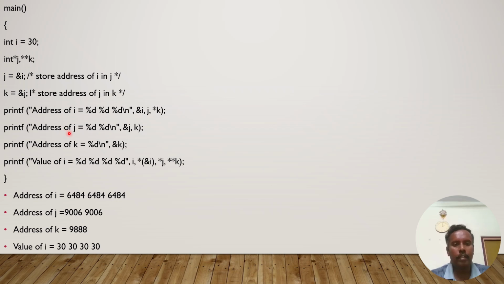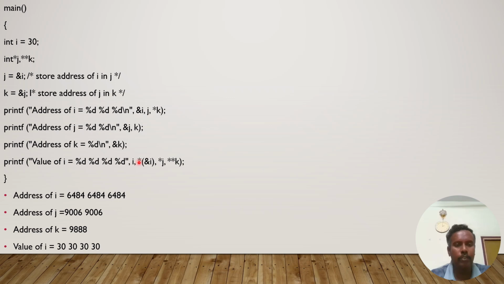Now the address of j. You can put ampersand j or k. So these are very simple things you can easily understand. Now the address of k, you just have to put ampersand k. Similarly, if you want the value of i, you can either put i or star of the address of i, the value in it.